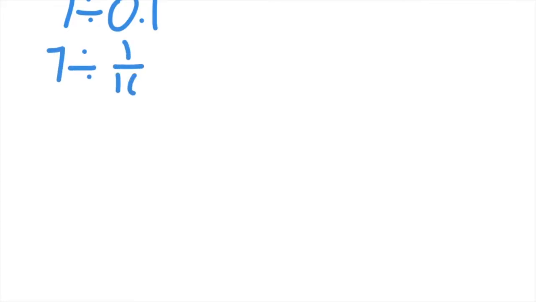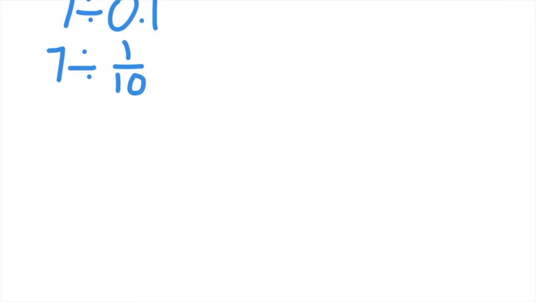Lesson 129, dividing by decimals. I'm going to start you off with pretty easy. We're going to start with a whole number: 7 divided by 0.1, otherwise known as 1/10. So the first thing I want to do is take this decimal right here and turn it into a fraction. So I'm going to do 7 divided by 1/10.